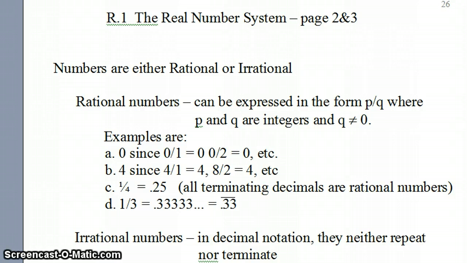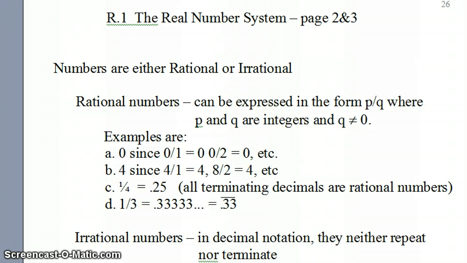On page 26, we continue looking at the real number system. Numbers are either rational or irrational. Rational numbers are the ones that can be expressed in the form of a fraction, p divided by q, where p and q are integers. We just took a look at integers, or the whole numbers, and the bottom of that fraction cannot be equal to 0. We cannot divide by 0.